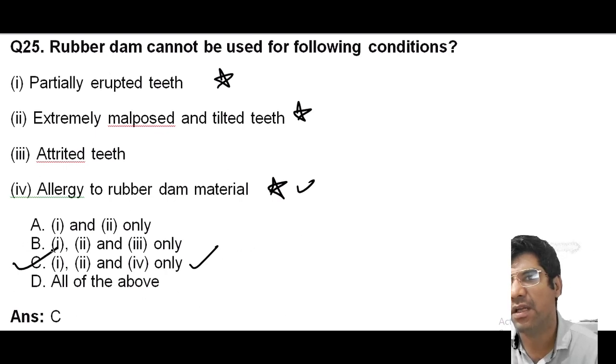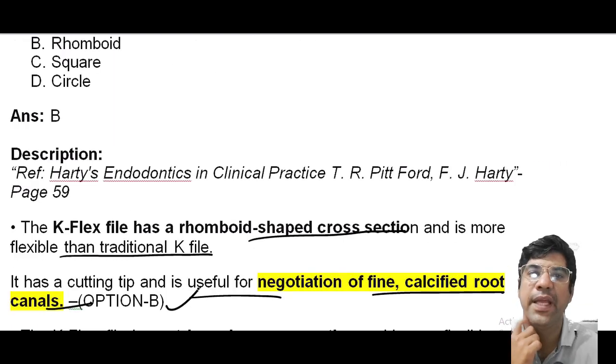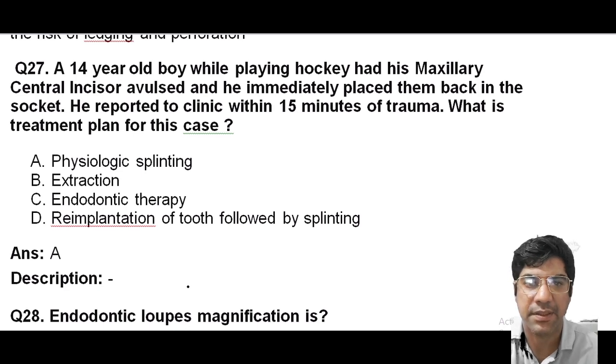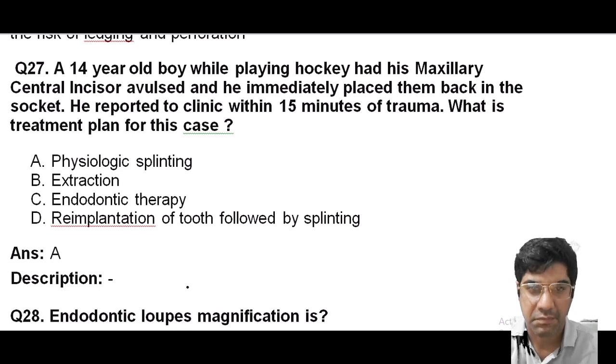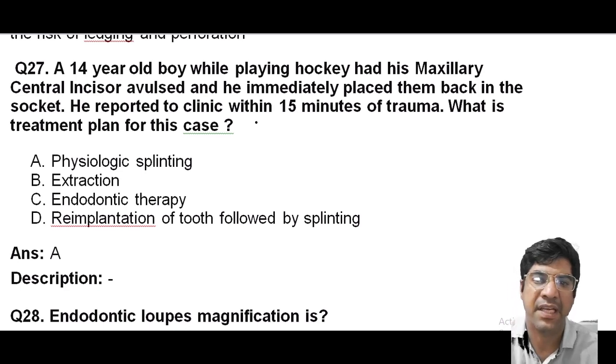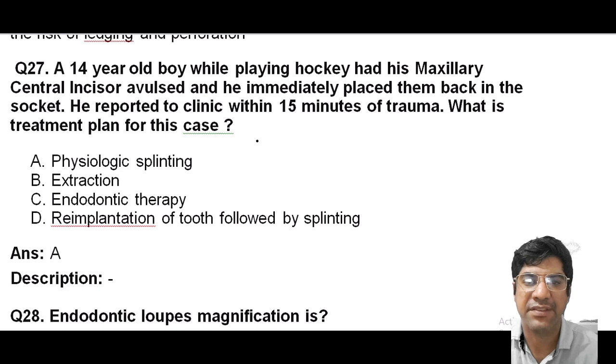Mark answer is C. A 14-year-old boy, while playing hockey, has his maxillary central incisor avulsed and he immediately places it back in the socket. He reported to the clinic within 15 minutes of trauma. What is the treatment plan for this case? The patient acted quickly by reimplanting the avulsed tooth within 15 minutes of trauma. This immediate action can significantly improve the chances of saving the tooth.